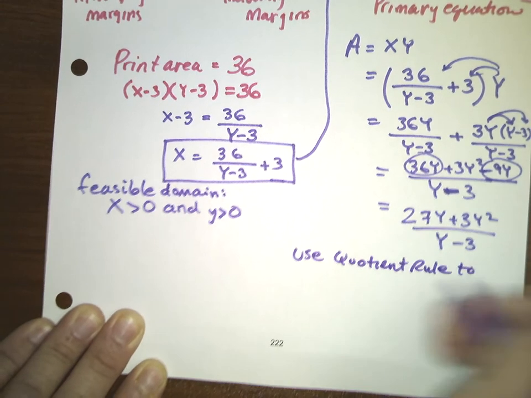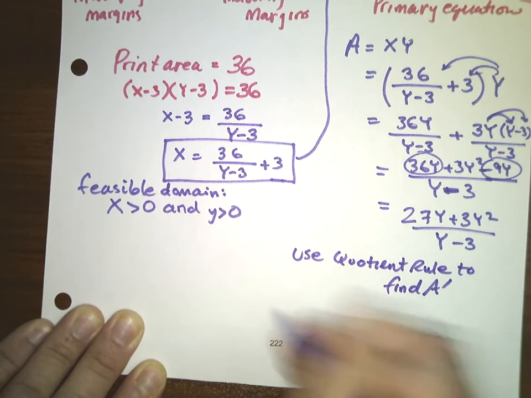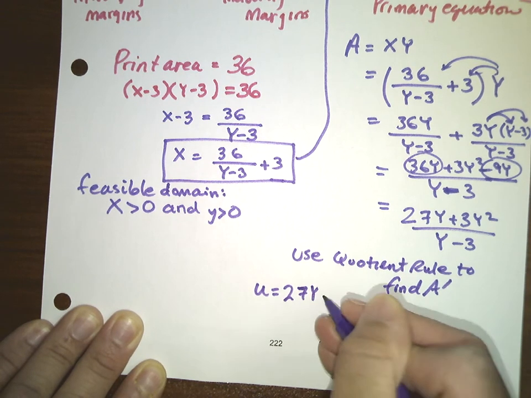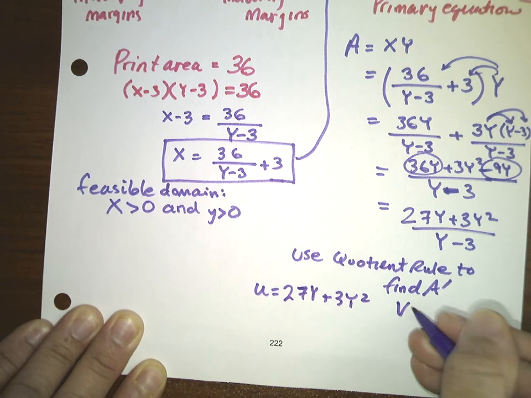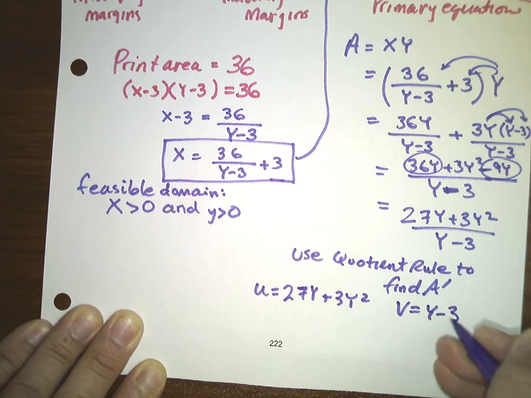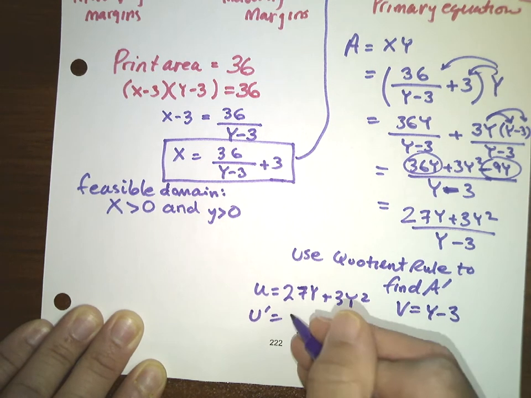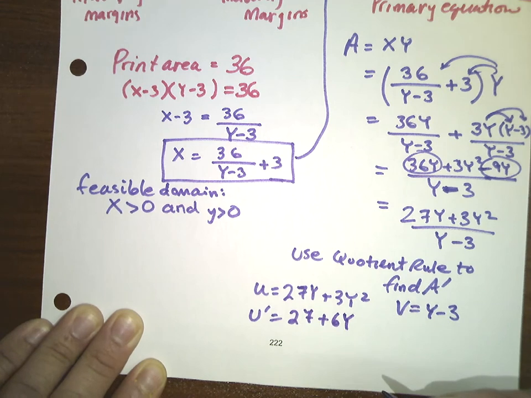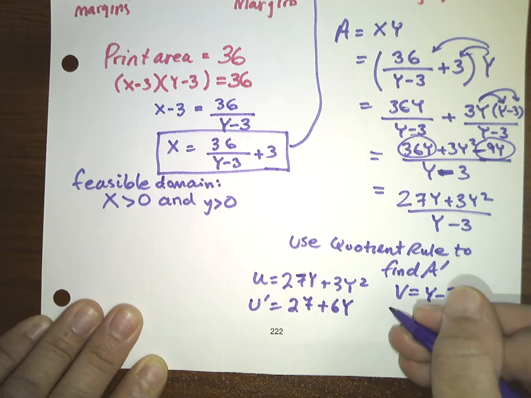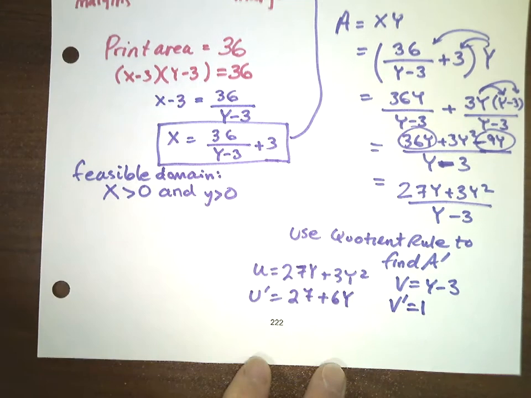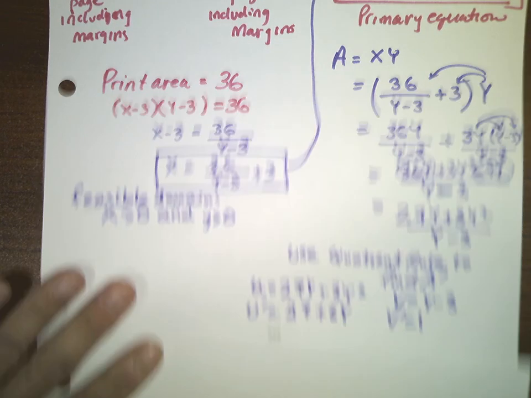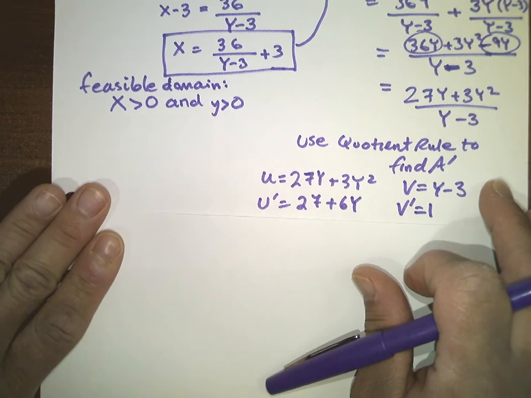So to find A prime, the numerator was u, so 27y plus 3y squared. The denominator is v, so y minus 3. So u prime is 27 plus 6y, and then v prime is 1. So then I can go ahead and find out what A prime is.